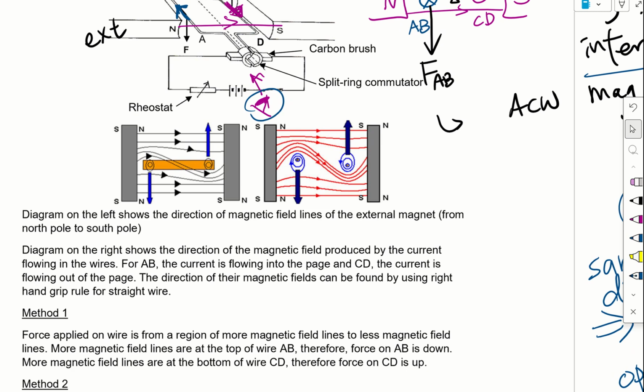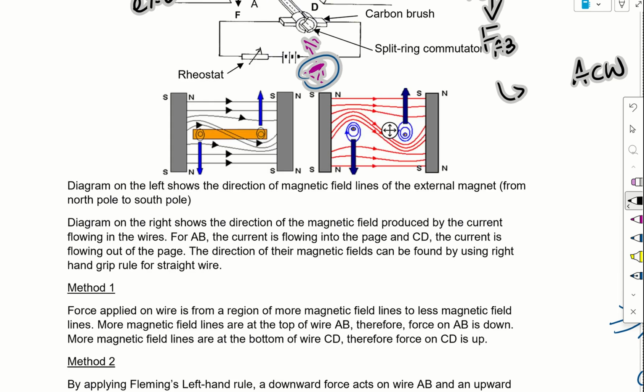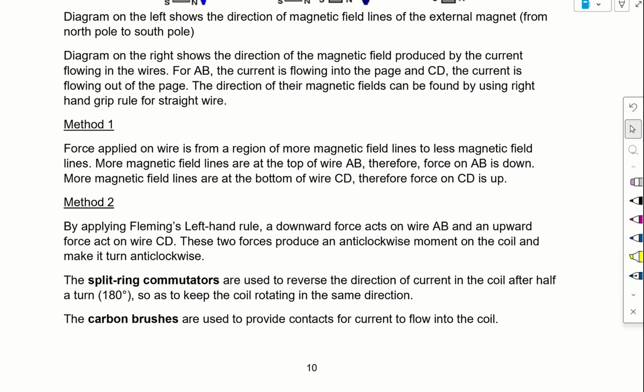But maybe before we continue, you can also take a look at this diagram, whereby they are showing the direction of the force by examining the magnetic field lines. So if they reinforce, they will have more field lines. If they are in opposite direction, then they will cancel each other out. Then there will be fewer field lines in that region. So the force is always from more magnetic field lines to fewer magnetic field lines. So these are methods 1 and 2. You can read about it.